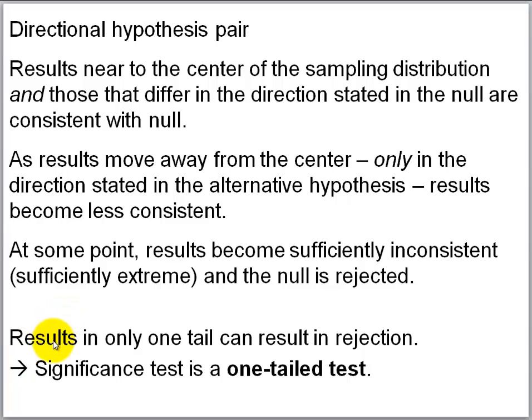So in a directional hypothesis pair, only results that are in the direction stated in the alternative are viewed as inconsistent with the null. Further, we can state that with a directional hypothesis pair, only results in one tail, the tail in the direction of the alternative, result in rejection. So with a directional hypothesis pair, the statistical significance test is a one-tailed test. And it's a one-tailed test because results in only one tail can result in rejection.